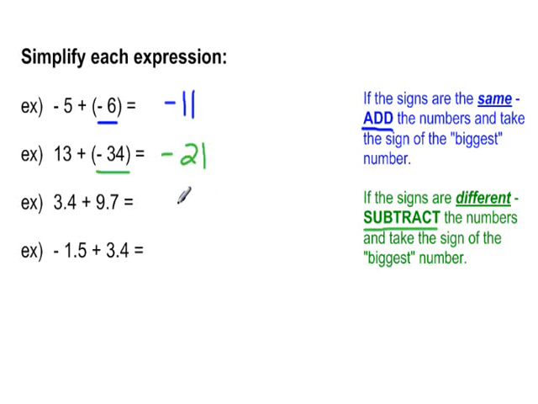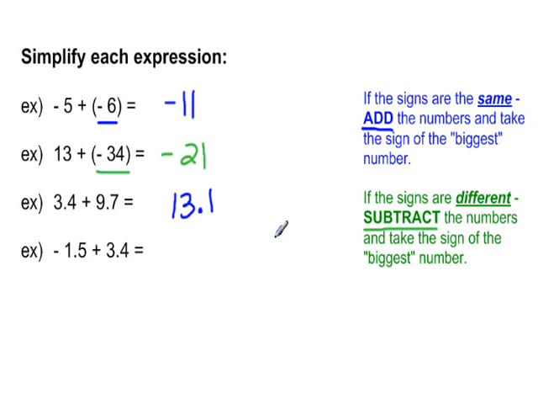I want you to try this third example. Figure out which rule you're going to have to use and then go ahead and follow those rules and get your answer. My answer is 13.1. And let's see how we did that. I see that I have a positive 3.4 and a positive 9.7. I add those together according to the blue rule, and I take the sign of the biggest number, which is the 9.7. So 13.1 is going to be positive.